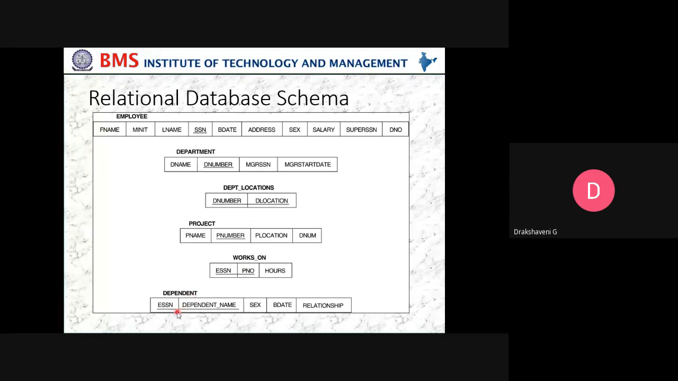Then dependent. Unless a person is working for a particular company, we cannot have a table called dependent. In the dependent table, we have the employee social security number, dependent name, whether male or female, birth date, and the relationship. That's what the company database is.